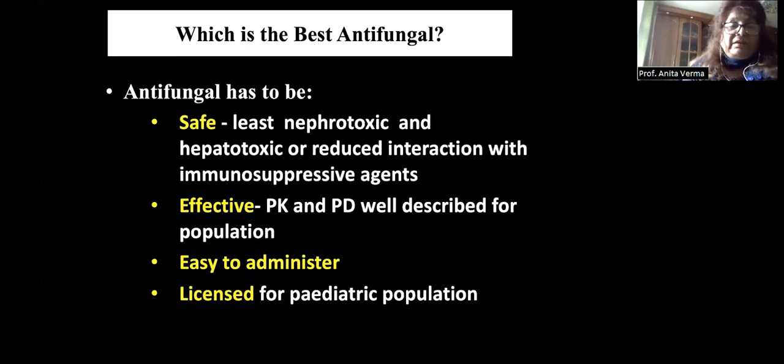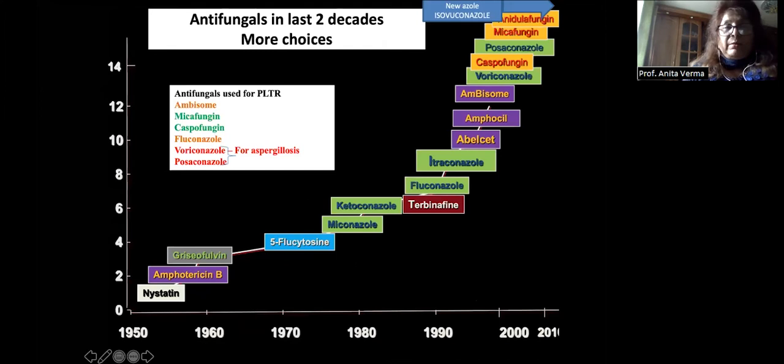Now, everybody, this is the question: what should be the best antifungal? It has to be safe. It should have the least nephrotoxicity and hepatotoxicity, and reduced interaction with immunosuppressive agents. It should be an antifungal whose pharmacokinetics and pharmacodynamics are well described for the population. It should be easy to administer, that means it has both IV and oral preparations. And most importantly, it should be licensed for the pediatric population.